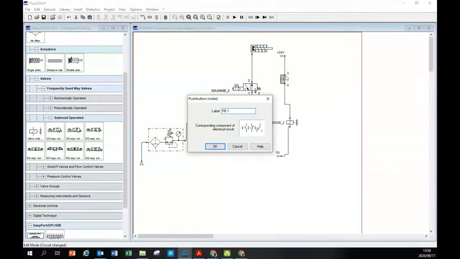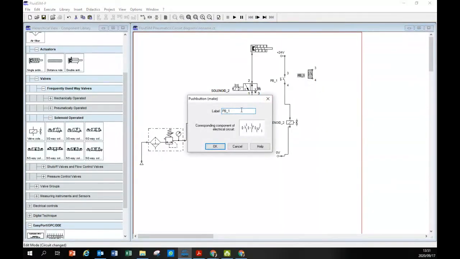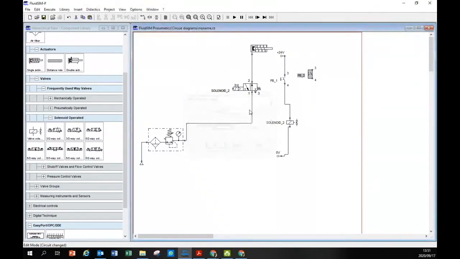PB1. You see that? PB1. Look how nice it comes out. You see, this is more professional. And I'm going to copy this, copy paste, and label it PB2. How's that? Here, we put in power. It has power now. So you connect anywhere here. We have power.